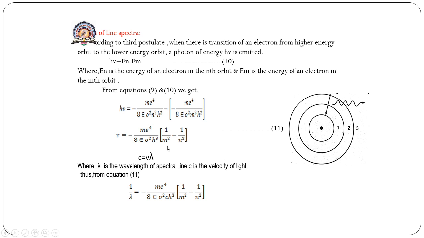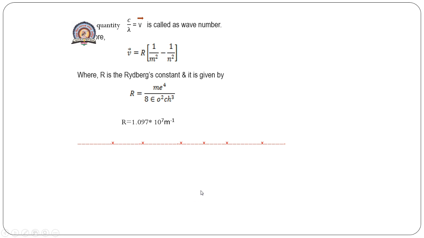Now you know this equation, everyone remembers it. C is equal to nu lambda, where C is the speed of light and lambda is the wavelength of the spectral line. From this equation, 1 upon lambda is equal to minus m e raised to 4 upon 8 epsilon 0 square c h cube into 1 upon m square minus 1 upon n square. The quantity nu upon C is equal to nu bar and it is called the wave number. Therefore, nu bar is equal to R into 1 upon m square minus 1 upon n square.